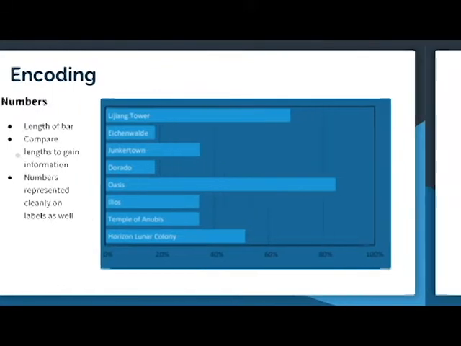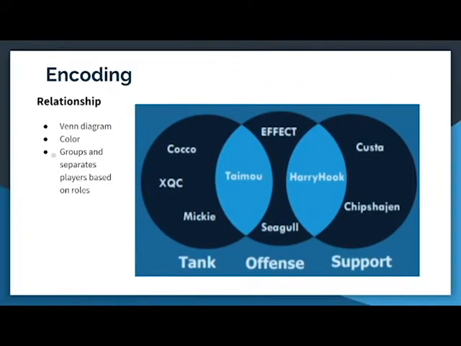And for my relationship display, I encoded using color. My dark blue shows the sections where the players specialize in those roles, whereas the lighter blue shows the sections where the players can play 2 roles. For example, Taimu plays both tank and offensive role.